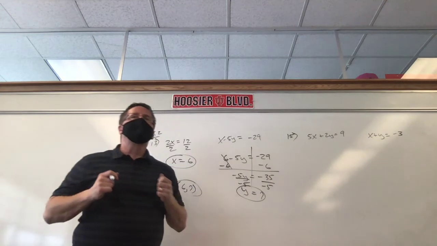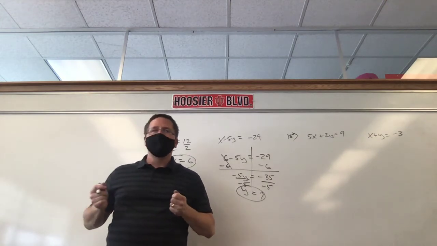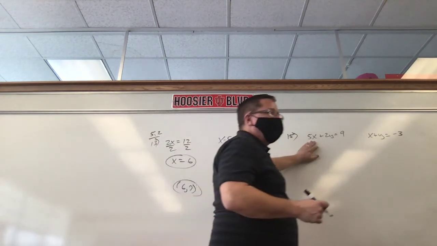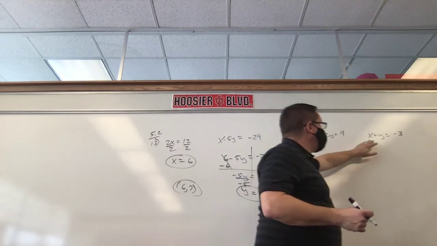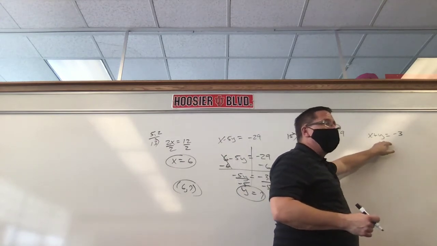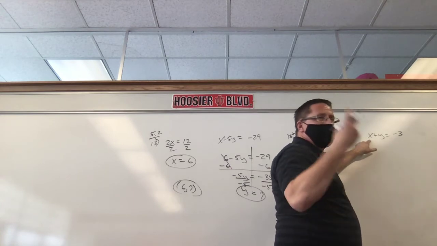First one. The second one, why? Because both are right. What's with the x? 5. What's with the y? 2. What's with the x? Nothing. What's with the y? Nothing. If you want to get x by itself, you can answer this in 2 words.